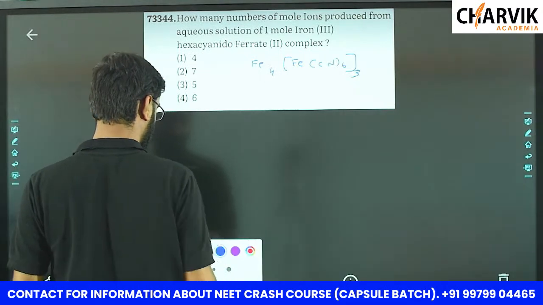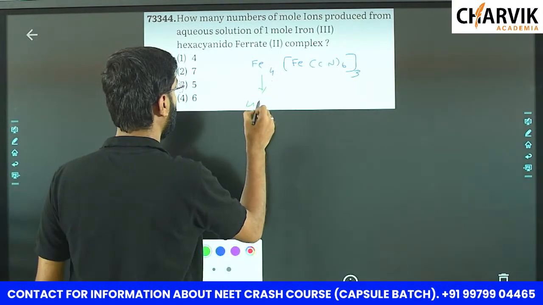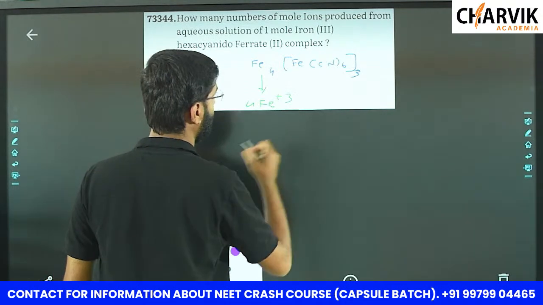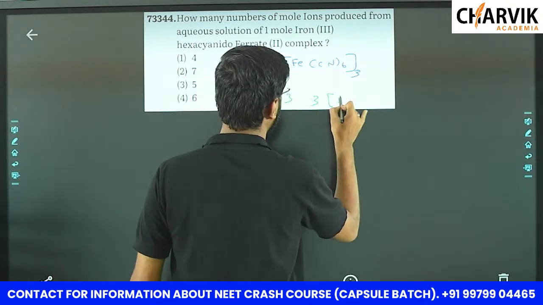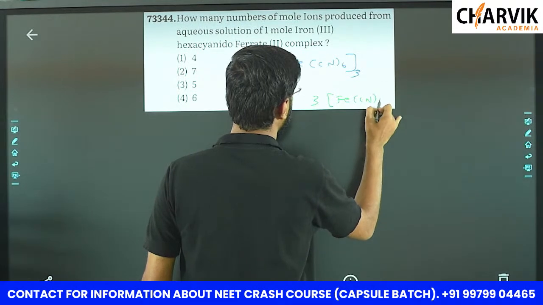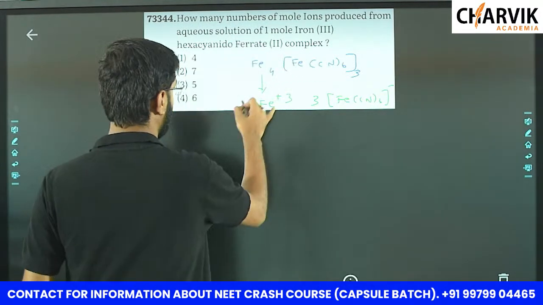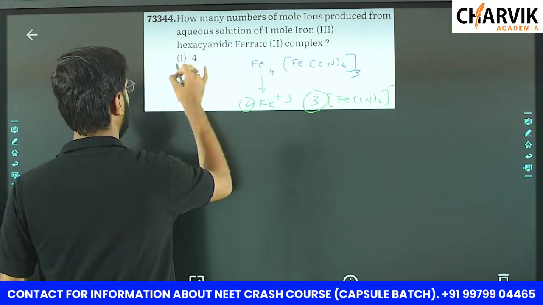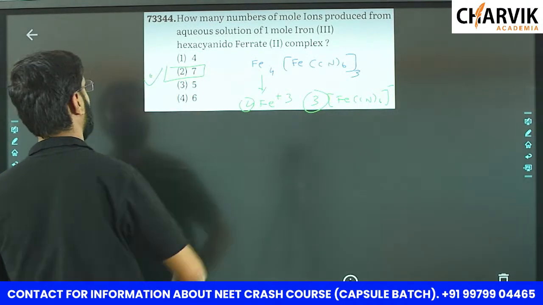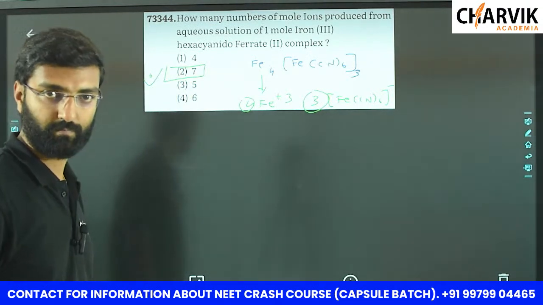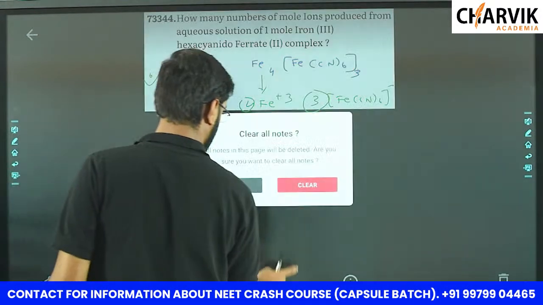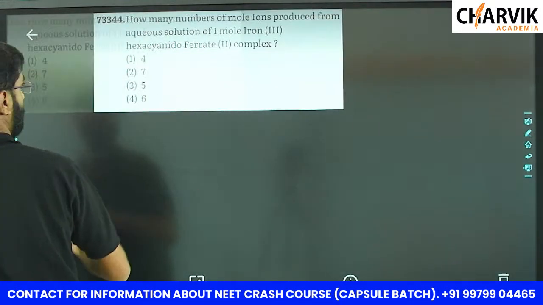Okay. Now see guys, 4 Fe3 plus and 3 FeCN6 minus ions are produced. So total number of ions, 4 and 3, total number of ions is 7. So your option is 2. Right? Okay, move to next question.